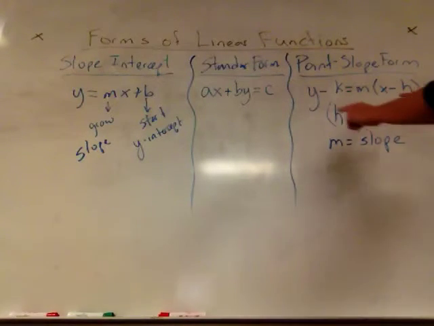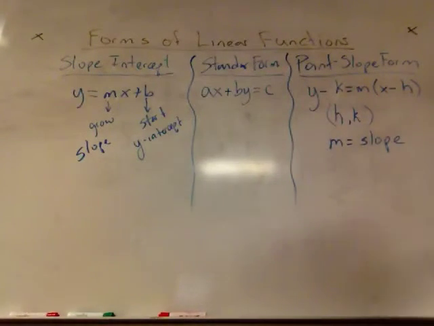All right? And then you have your two variables sitting here. So again, this is point-slope form. So these are our three forms of an equation.